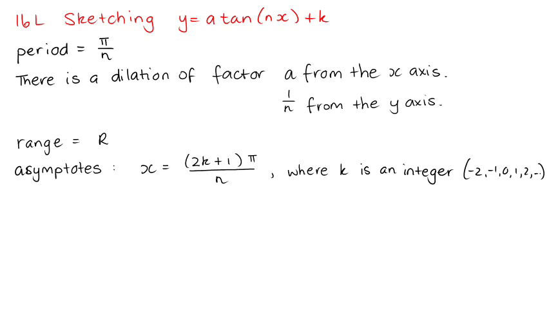And the only other thing you need to know is the x-intercepts. And they are located at x equals k times pi over n, again, where k is an integer.